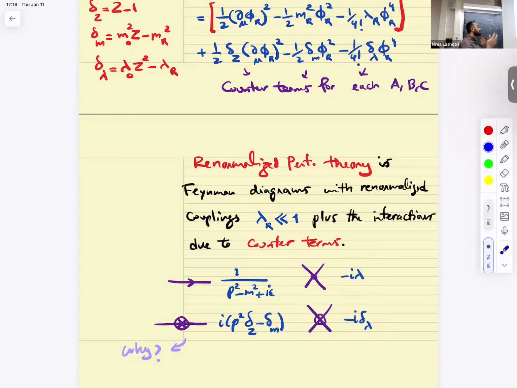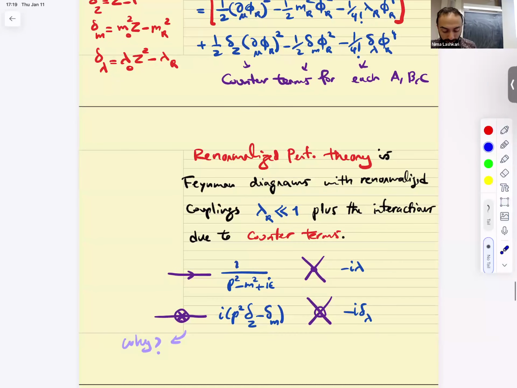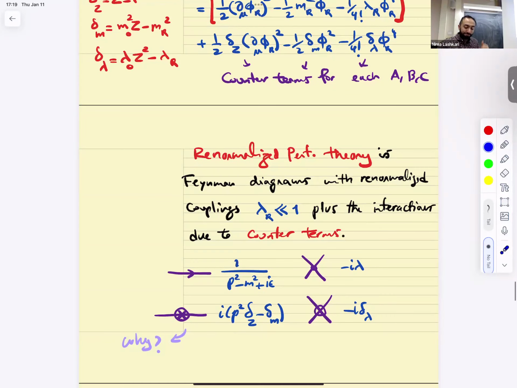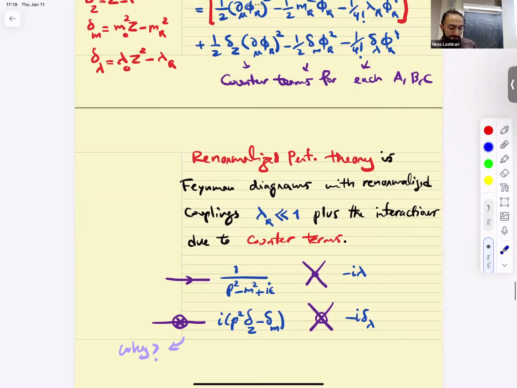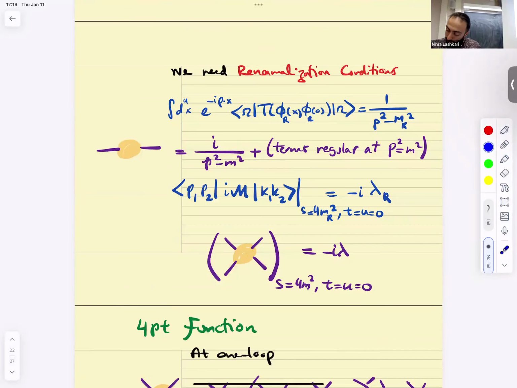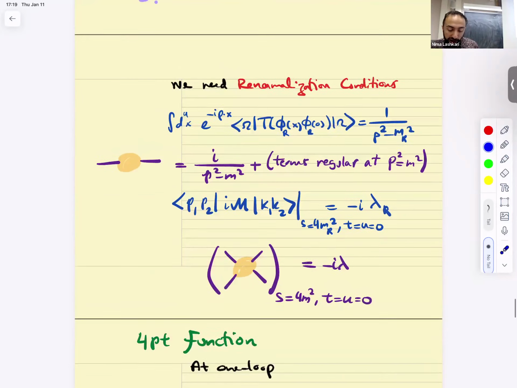From the point of view of renormalized perturbation theory, these are all legitimate interactions. You just do the good old perturbation theory, Feynman diagrams with these variables, with these things. Why is this p squared delta Z minus delta m? Think about that. It is a little bit confusing for some people. All right. Let's see, how are we doing on time? Okay, a little bit behind.